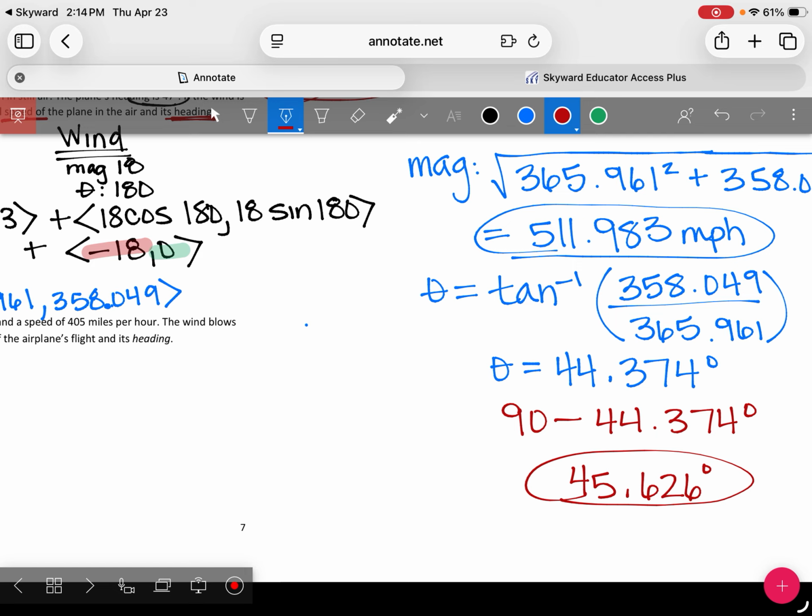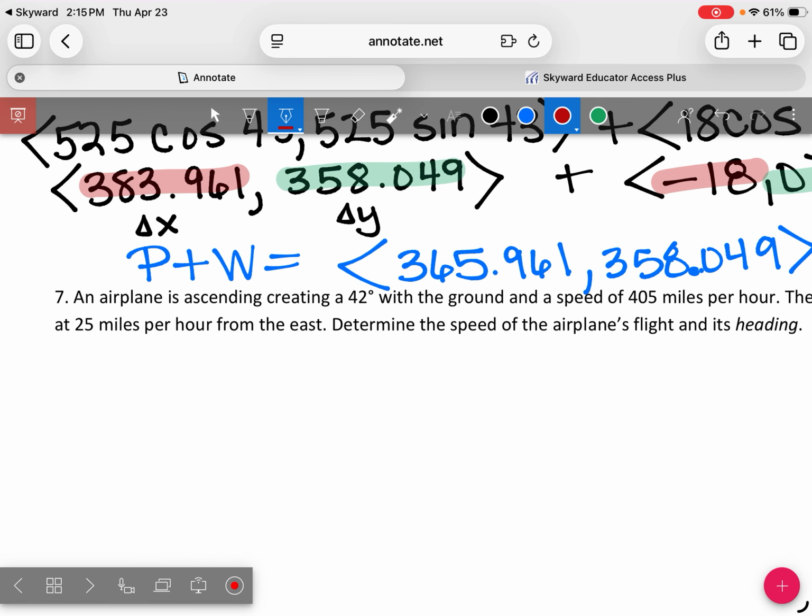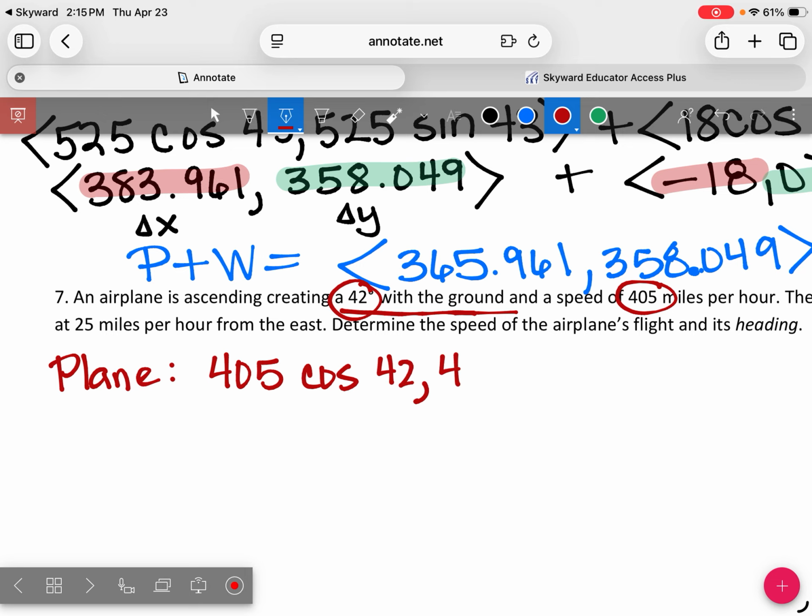All right, the last one, you're on your own. I'm going to get you started, and then I'll show you the answers at the very end of class. 7 is just like 6. So we have an airplane. The plane, does it say heading? It says it's creating a 42 degree angle with the ground. So that's my direction. So for the plane, 42 is my angle and my speed is 405. So you got 405 cosine 42, 405 sine 42.